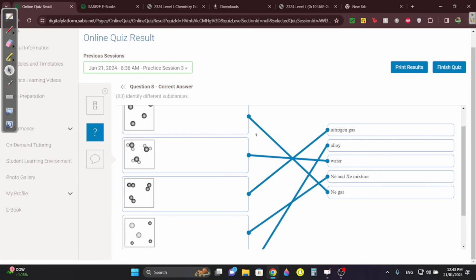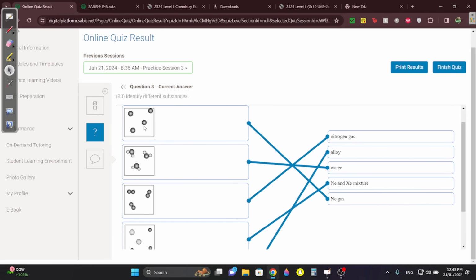Question 8. Okay, this is neon gas, because neon is a gas. Why is it a gas? Because the atoms are spread out. They're not close to each other.